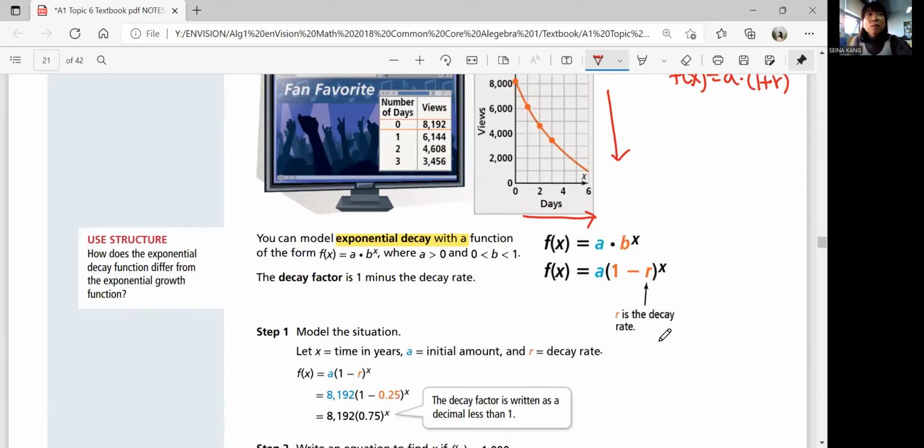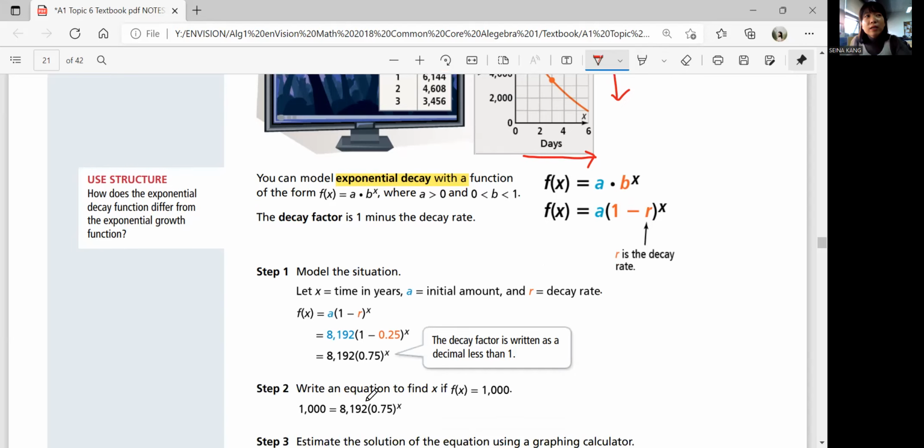So step 1, you're going to model the situation. It starts with 8,192, and then it decreases by 25%. So that's your rate, 25%, which is 0.25 in decimal. And so 1 minus 0.25 is 0.75 is what's going to be left. 75% is going to be left over after every day. Okay, so you're going to write the equation to find x if f of x is equal to 1,000. That means you do not have to plug in any number for x. That's what you're trying to get. How many days after would you get 1,000?